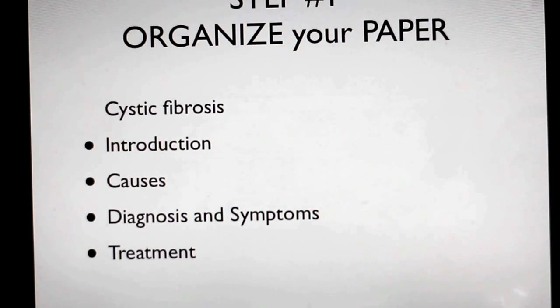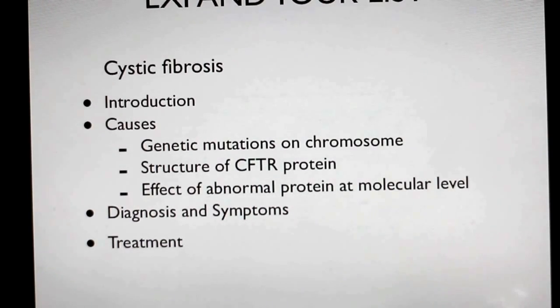After doing this, when you've realized what the main four or five different points are that you need throughout your paper, you go into each section and start writing out the things you would want. I just did this for one, that is causes. In cystic fibrosis, I have three main things that I want to discuss in causes. The first one is genetic mutations that take place on the chromosomes. The second is the structure of the CFTR protein. The third is the effect of the abnormal protein at the molecular level.